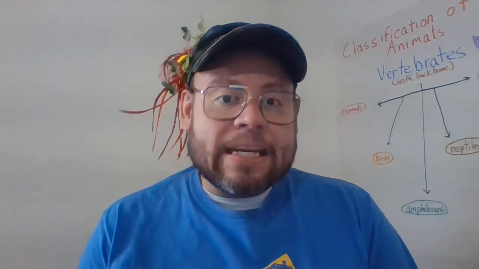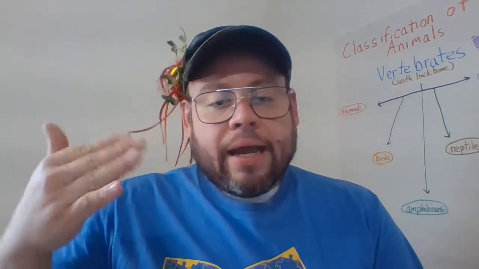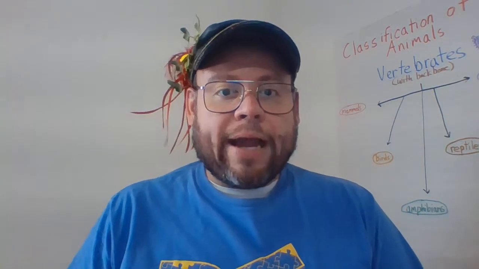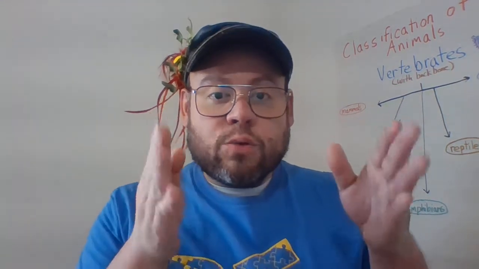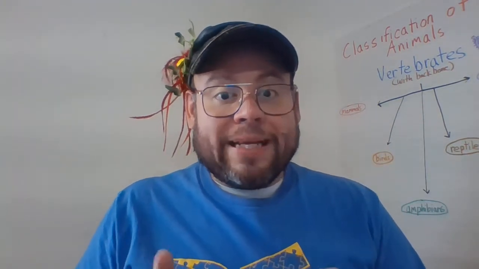So what they do is they classify animals depending on what things they need to live and how they act, right? And one of the biggest things that they do is they separate animals into two categories. The first one is vertebrates, and the second one is invertebrates. Vertebrates means that it has a spine.